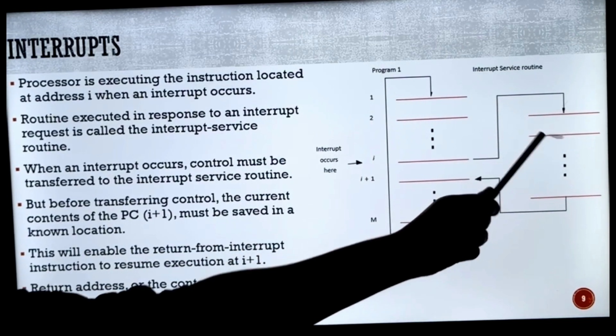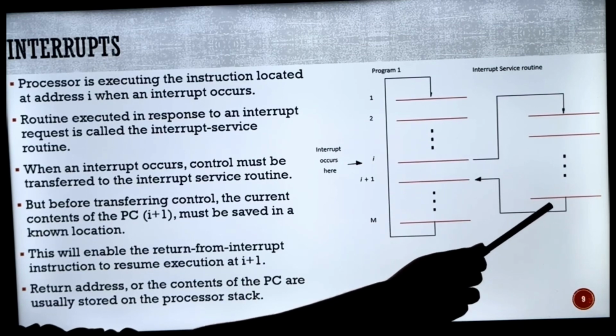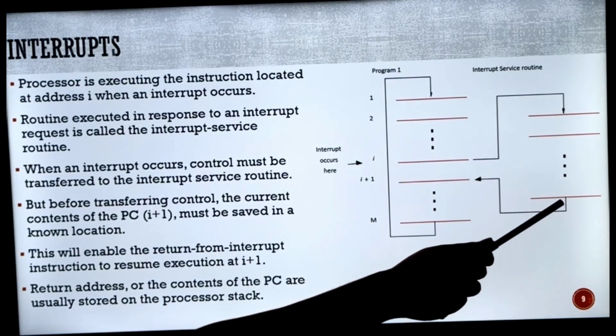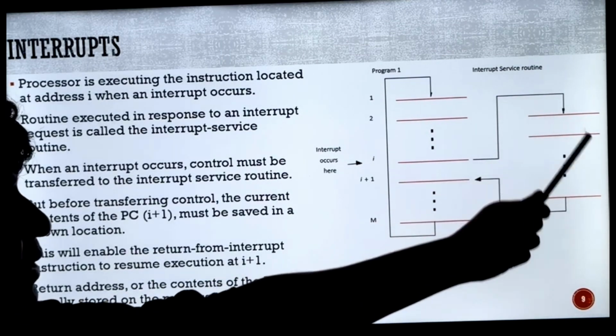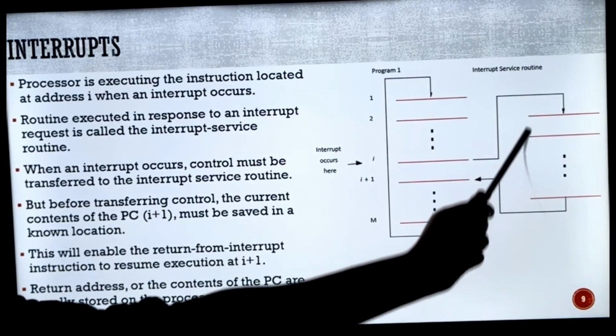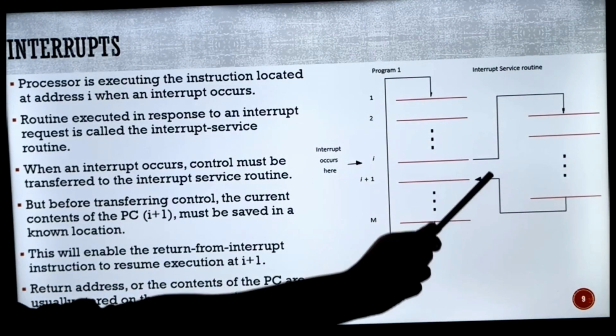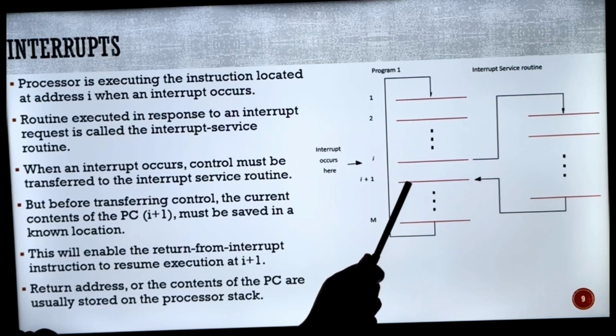So these are the steps. There may be a number of instructions requested by your IO device. The processor will finish all these instructions. Once the request is fulfilled, it will come back to the same stage where it stopped before.